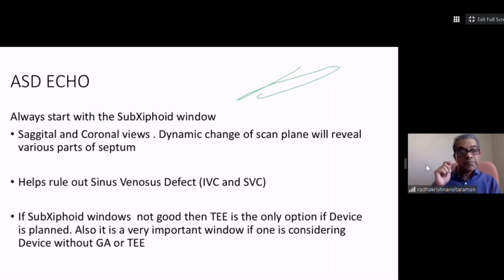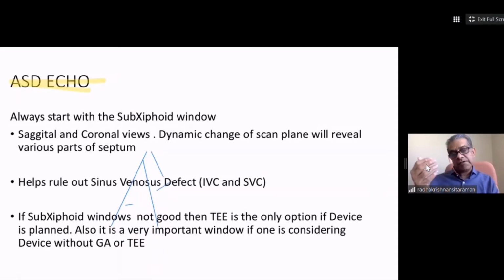So if your subxiphoid windows are not good for evaluating an atrial septal defect, then it is quickly better to move on to the transesophageal views, define the rims properly, define the size properly, and then you may or may not decide to do the device under GA or TE guidance. That's up to the operator, although we believe that almost all the atrial septal defects, even if they look very good, should be done under general anesthesia and TE guidance.